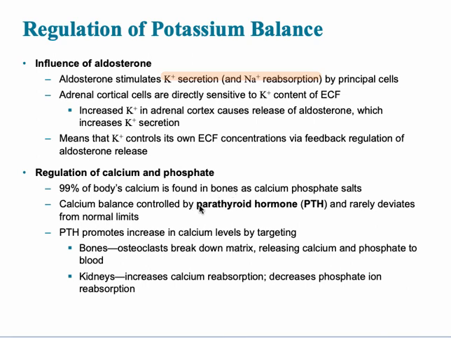So parathyroid hormone, as we know, is our main hormone that controls calcium levels. But when calcium levels are low, the body first takes it out of the bone, and that happens by osteoclasts breaking down the matrix to release the calcium and phosphate into the blood. It also then works on the kidney by increasing calcium reabsorption. And it also works on the GI tract to reabsorb more calcium into the blood.